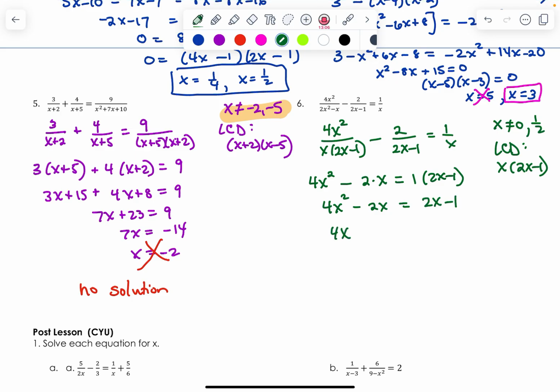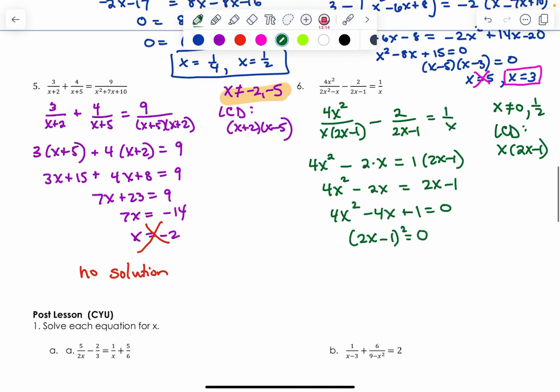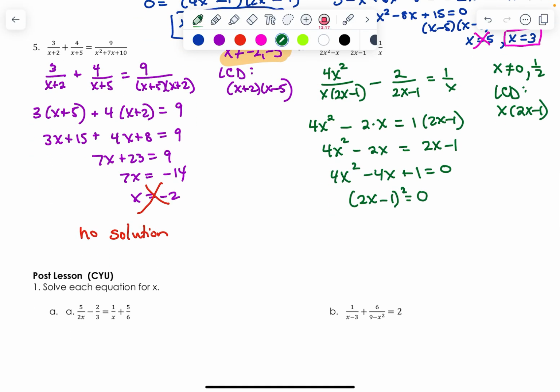So I'm going to subtract 2x from both sides of the equation and add 1. That happens to be a perfect square trinomial, or you can do 2x minus 1, 2x minus 1. Again, that's not part of my domain, so it's no solution.